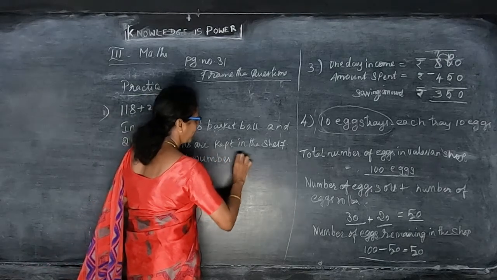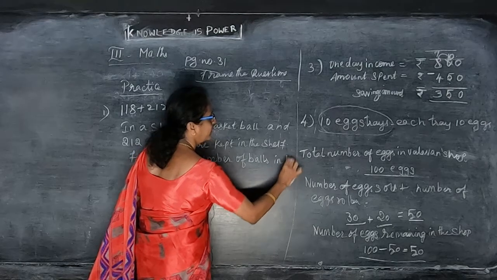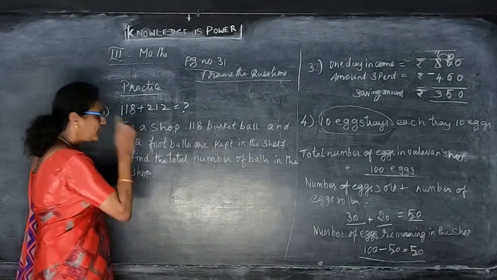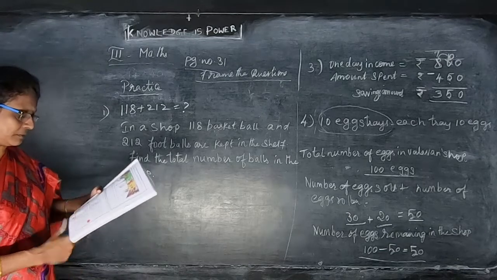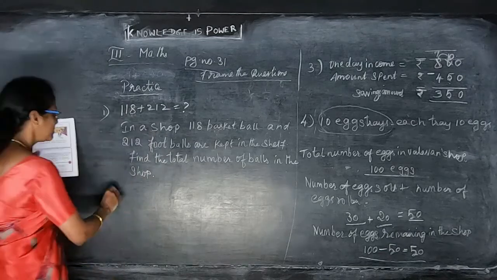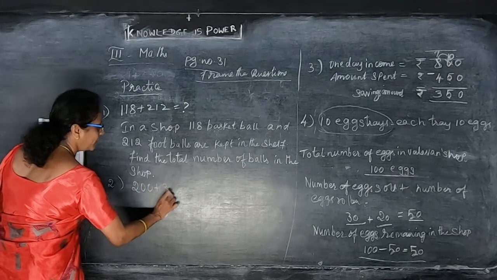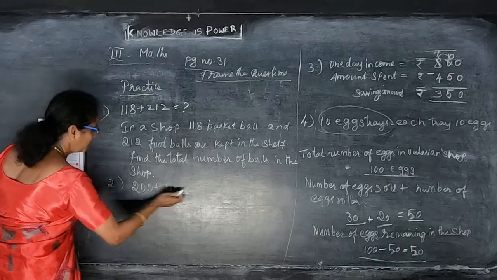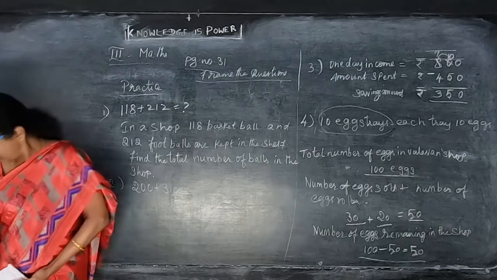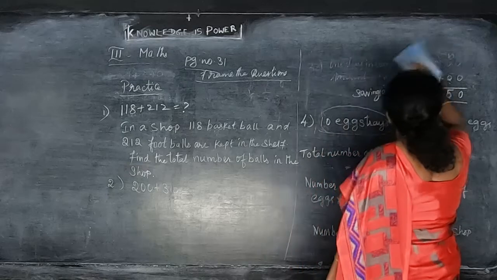So you can write anything. Total number of balls in the shop. Okay. So total means add, and then find the total number. They have given two sums of addition and two sums of subtraction. So one sum I have given and the second sum is homework. You can do it by yourself. You can frame any questions by yourself. In subtraction, I'll do one sum and one sum I'll give as homework.